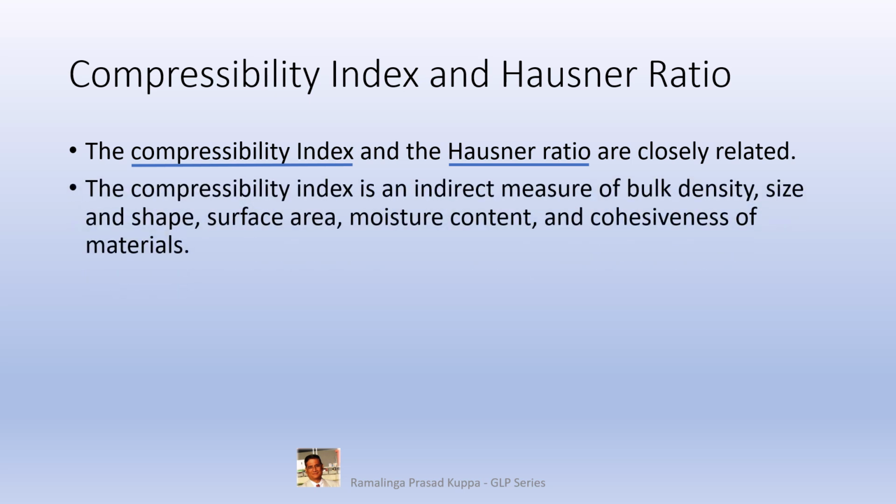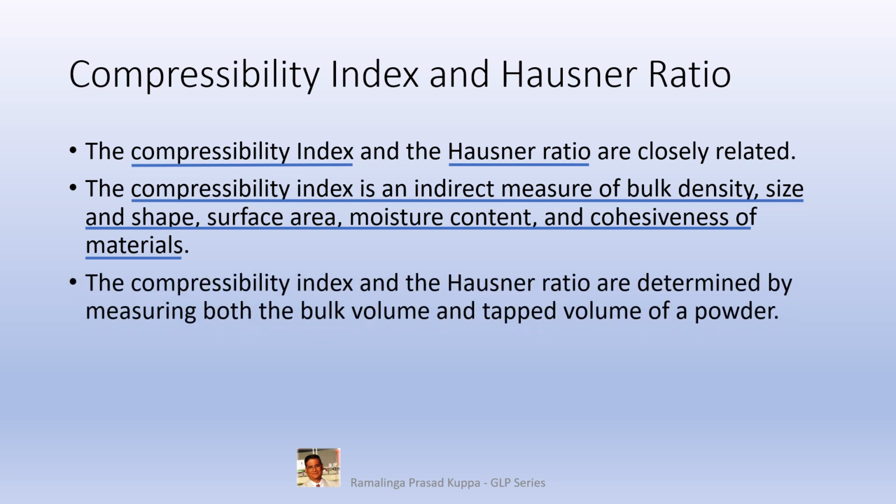The compressibility index is an indirect measure of bulk density, size and shape, surface area, moisture content and cohesiveness of the materials. These characteristics largely impact the disintegration pattern, dissolution pattern, size of the dosage form, etc. The development of dosage forms is done using all these factors.